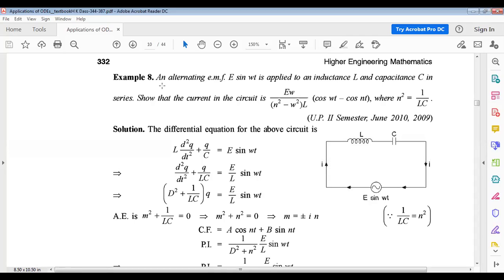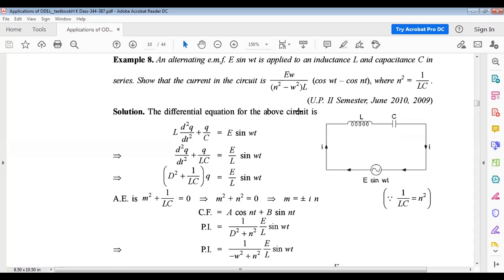Now another example, an alternating EMF. EMF is E sin omega t is applied to an inductance L, capacitance C in series. Show that the current in the electric circuit is this, where N square equal to 1 by LC.